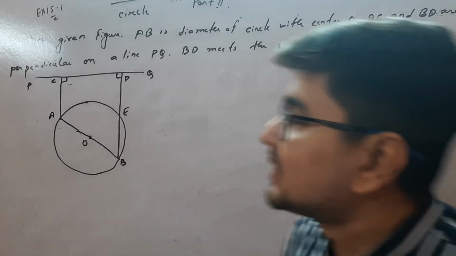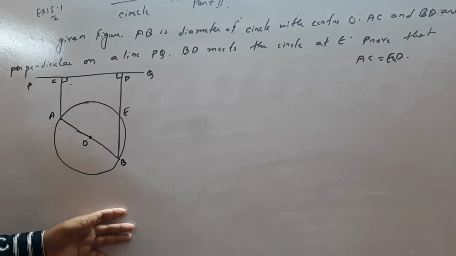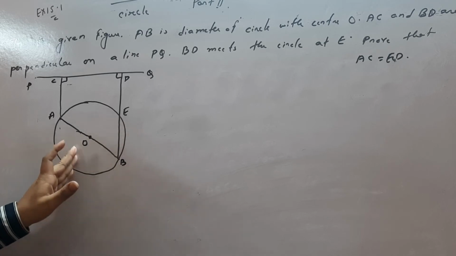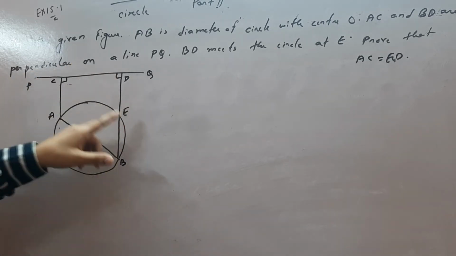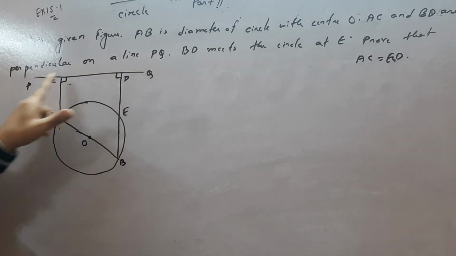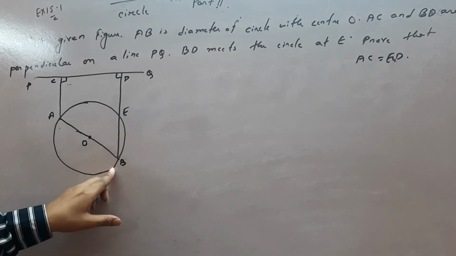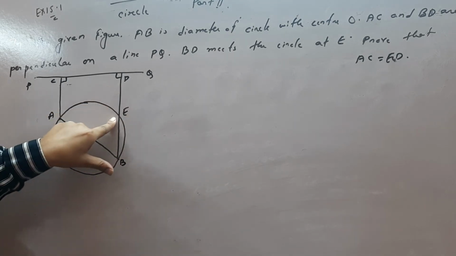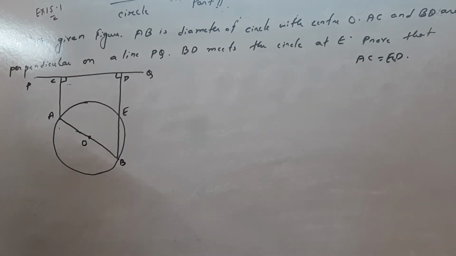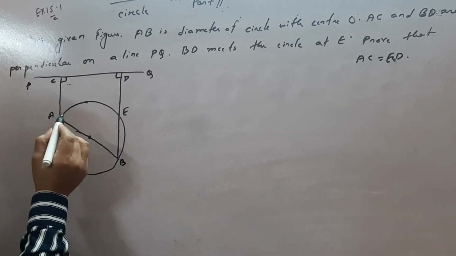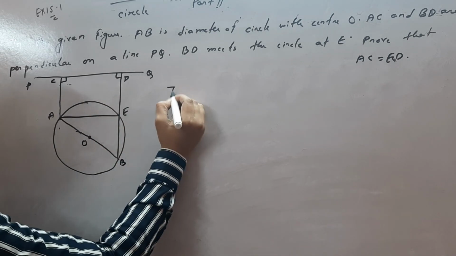Okay, it's time for question number 14a. In the given figure, AB is the diameter of the circle with center O, and AC and BD are the perpendicular lines on PQ. BD meets the circle at E. Prove that line AC and line ED are equal. So first of all, we join this one. Join AE.